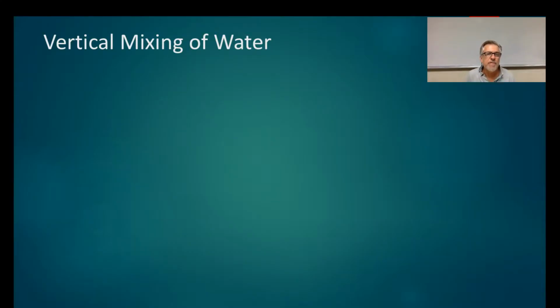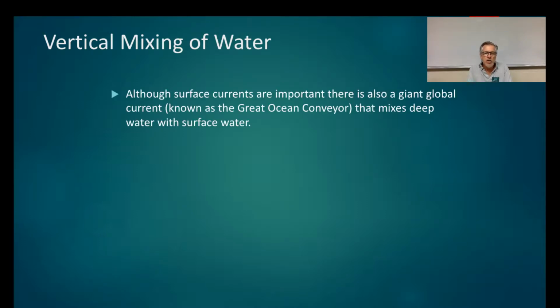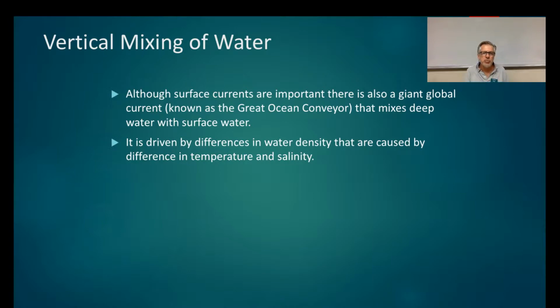Let's talk about the vertical mixing of water. So not only are there surface currents, but there are also currents between the deep ocean and the surface. The current that mixes the surface water with the deep water is called the Great Ocean Conveyor. This current is driven by differences in water density that are caused by differences in temperature and differences in salinity. Salinity is the amount of salt dissolved. Some water is more salty than other water, and we may go into that a little bit.